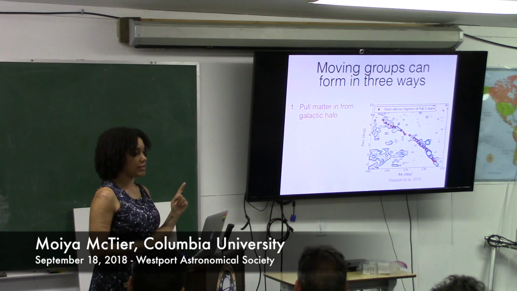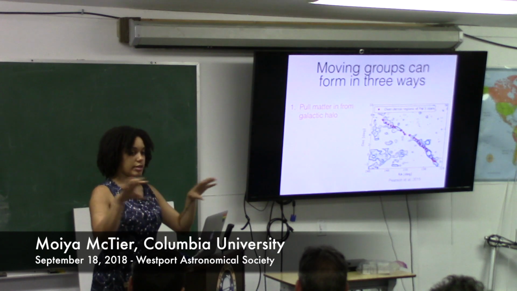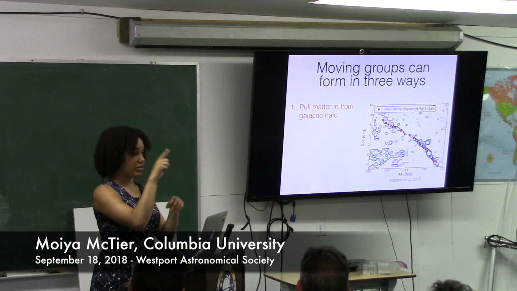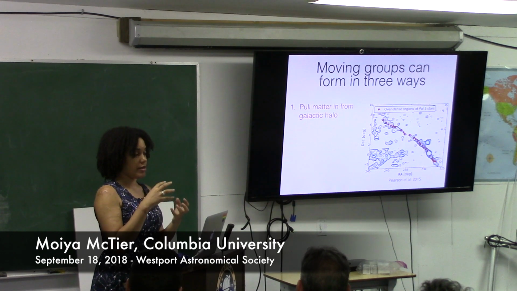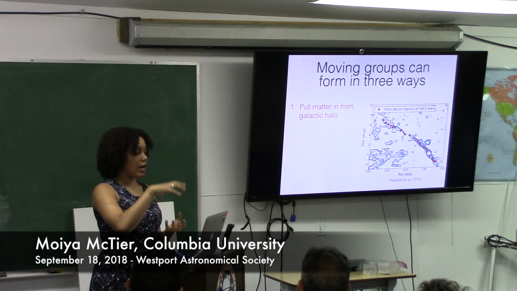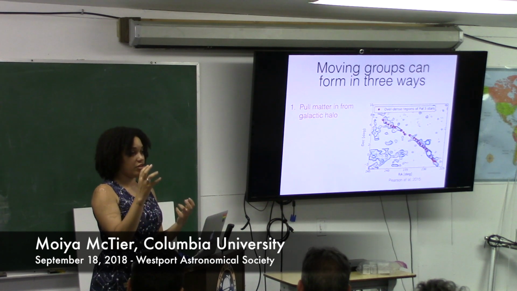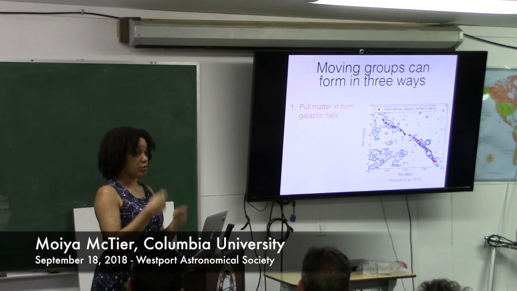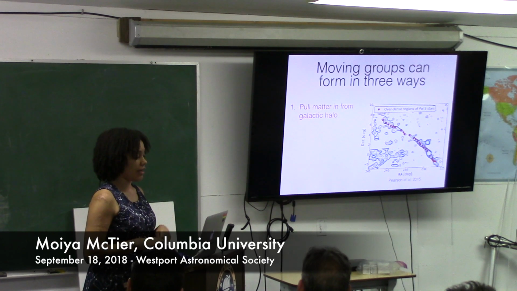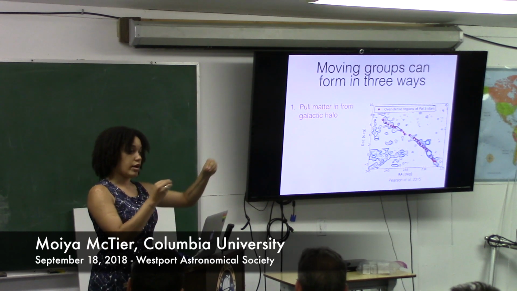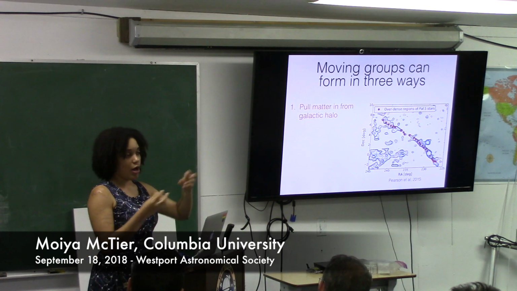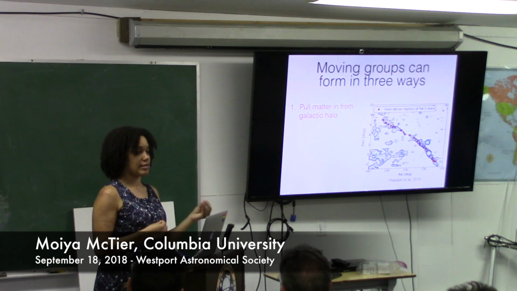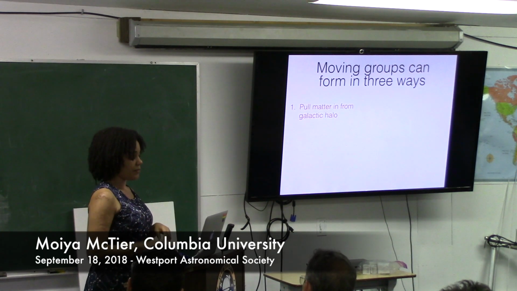One is by pulling matter in from the galactic halo. So there's the Milky Way galaxy, which most people think of as a thin kind of pancake with those beautiful spiral arms. But that's not all there is. There's also a galactic halo made up of dark matter and other smaller satellite galaxies that orbit the Milky Way. And so there's a lot of matter that can be pulled in to the Milky Way because of gravity. And when that matter gets pulled in, it gets elongated into these really long streams that are all moving in the same direction and at similar speeds, which is the definition of a moving group. So that's one way that moving groups can form.